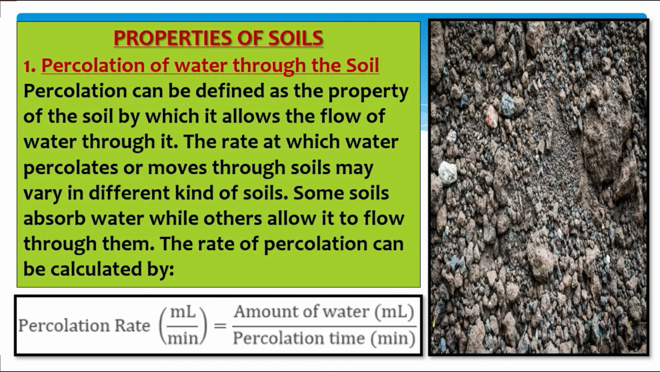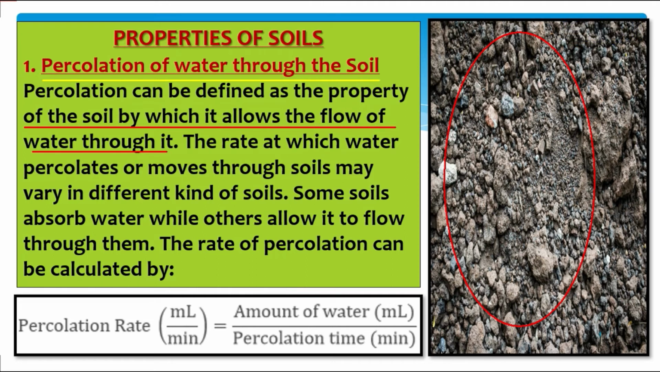Now students, let's learn and understand the different properties of soil. The first one is percolation of water through the soil. Students, percolation means the property of soil by which it allows the flow of water through it. And students, this percolation property is different in different kinds of soil.